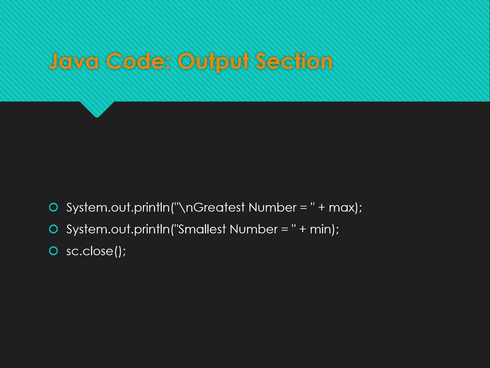Finally, we display the results. We use two print statements to show the greatest number and the smallest number, using the variables max and min. After that, we close the scanner object using the close method to free system resources.